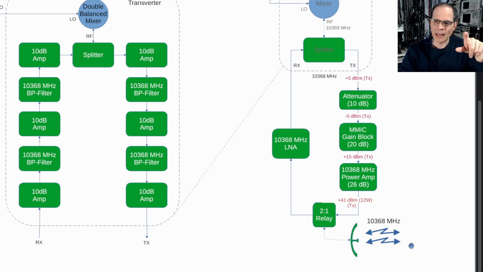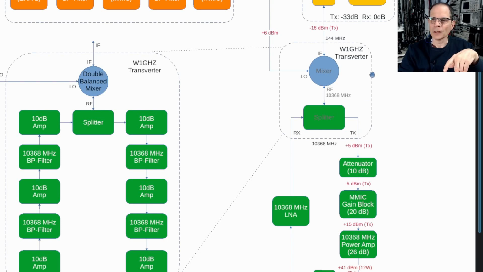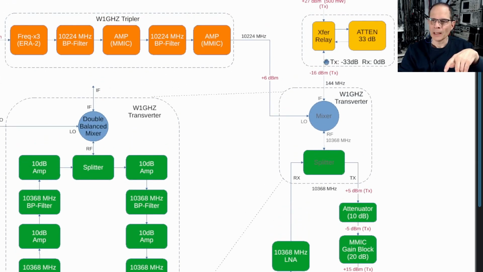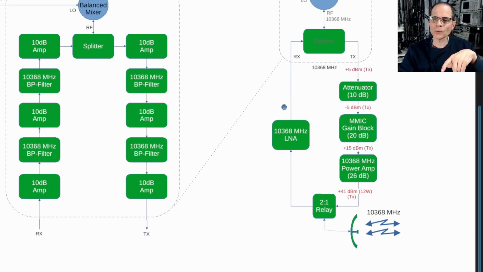Now, in the receive path, it's similar as before. I go through the relay, in receive, controlled by the sequencer, of course, into a low noise amplifier, and into the transverter, and then down to 144 megahertz out to the radio. So those are the changes that I had to make.